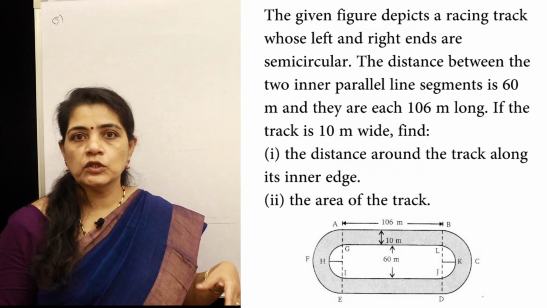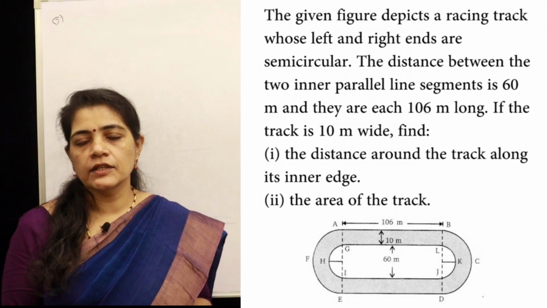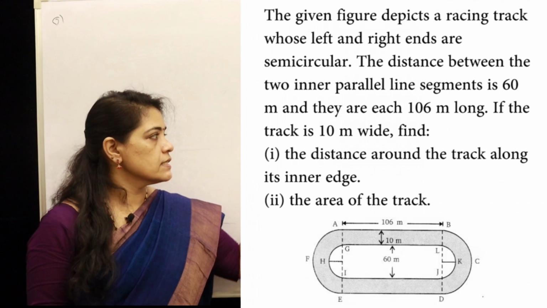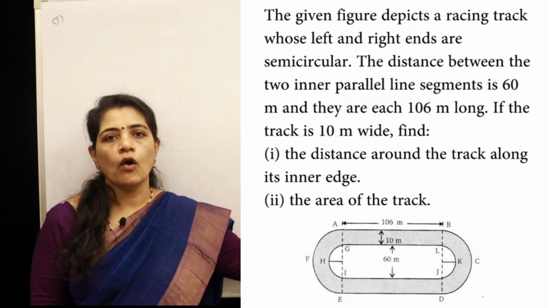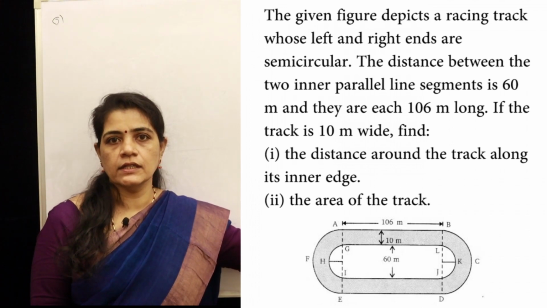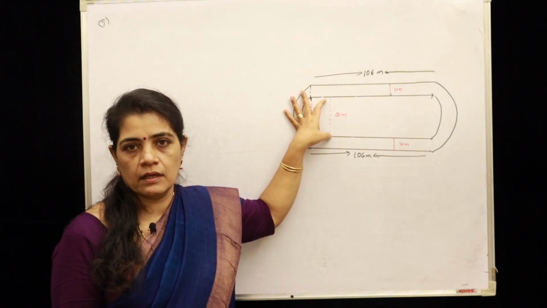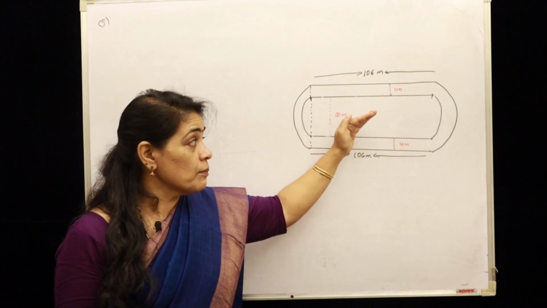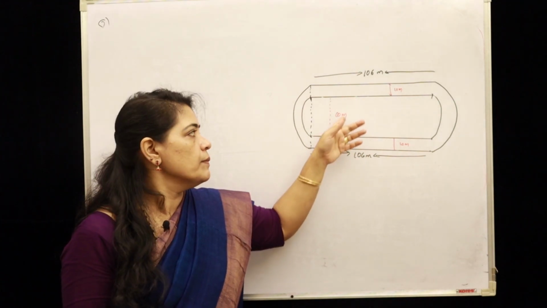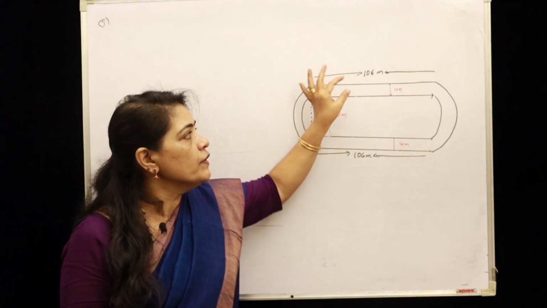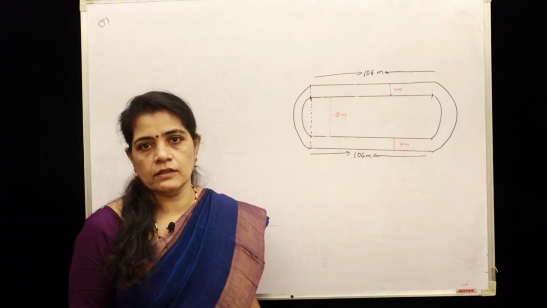Yes children, we are moving to the 8th question. Here in the 8th question we have been given a track of length 106 meter, and the distance between the inner parallel edges is 60 meter, and the width of the track is 10 meter.